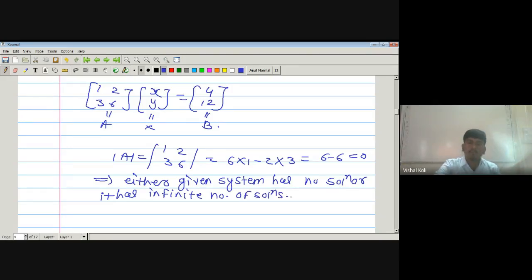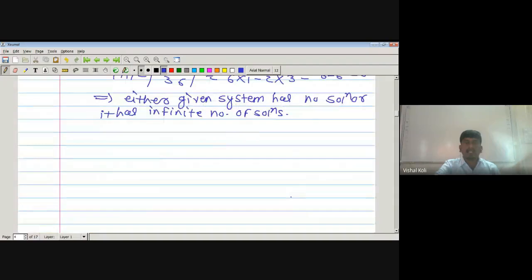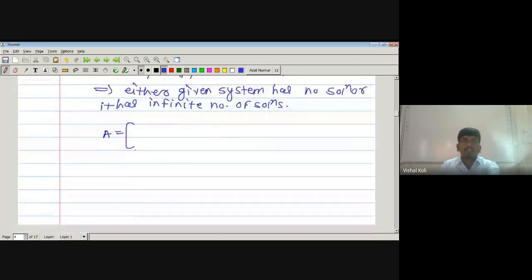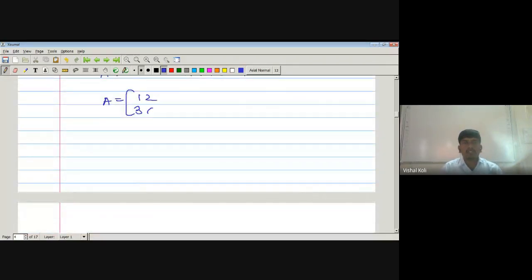Okay, so we will check this by finding the adjoint of A into matrix B. For that, first we will require the cofactor matrix. A equals 1 2 3 6. Its cofactor entries are A11 equal to 6, A12 equal to minus 3, A21 equal to minus 2, and A22 equal to plus 1.